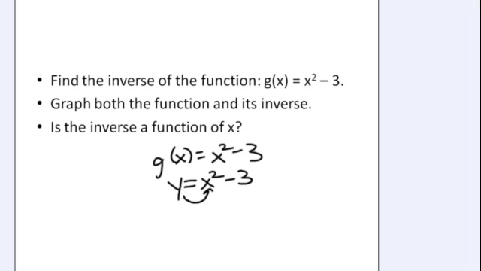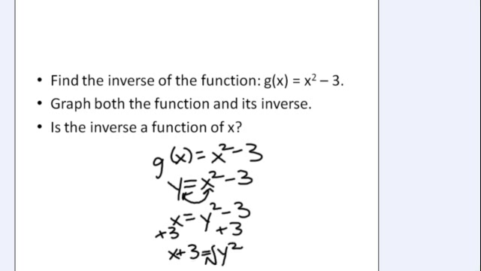Then I'm going to switch the x and the y. So this will be x equals y squared minus 3. And now I want to solve for y. So add 3 to both sides. Then to get rid of the squared, I need to take the square root of both sides.